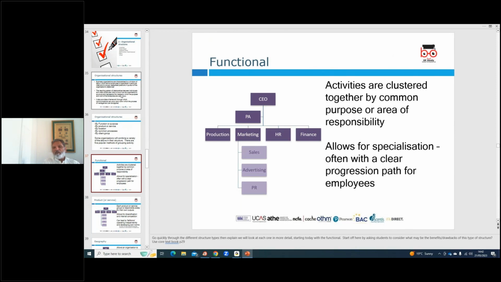Okay, so one function like a marketing department is responsible for sales and advertising and PR and publicity and all this stuff. And for example, finance is responsible for accounting, for investment, or for doing the accounts and publication of those accounts.